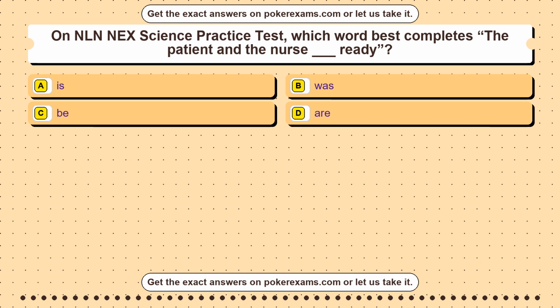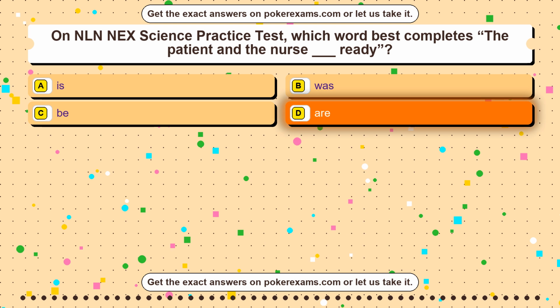Question 14. On GED RLA practice test, which process do plants use to make glucose? Option A, respiration only. Option B, erosion. Option C, condensation. Option D, photosynthesis. The correct answer is option D.